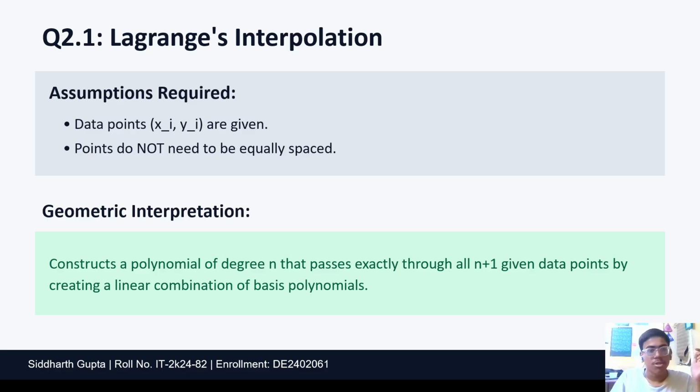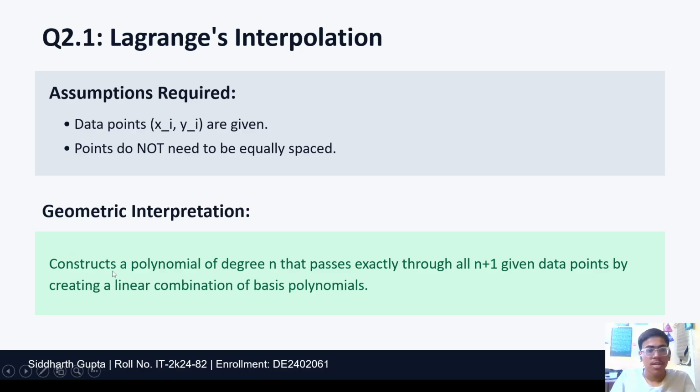For Lagrange interpolation, the assumptions we require are that there are data points xi and yi. There are many data points given to us, and the points do not need to be equally spaced. As we already know, for Lagrange interpolation, we do not need equidistant values. So these are the assumptions we require.